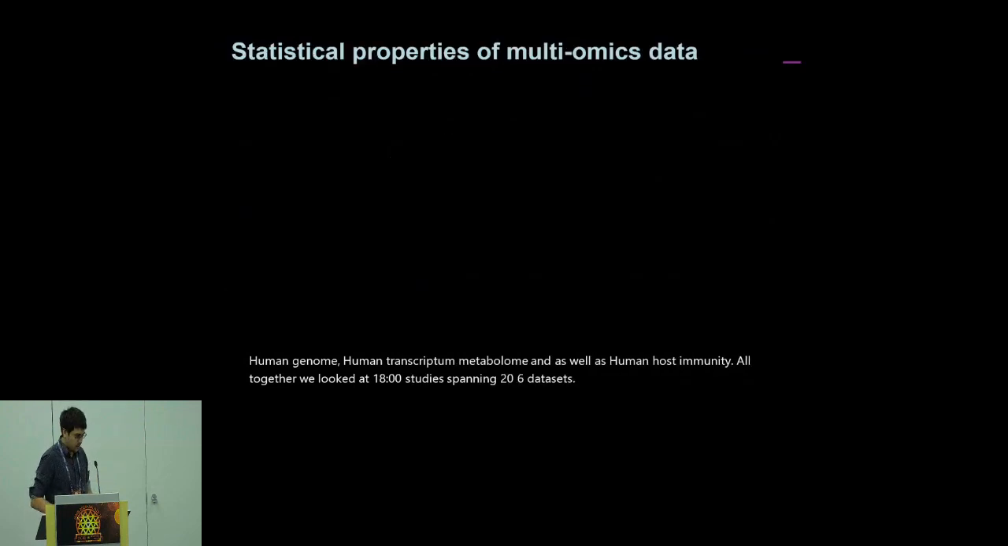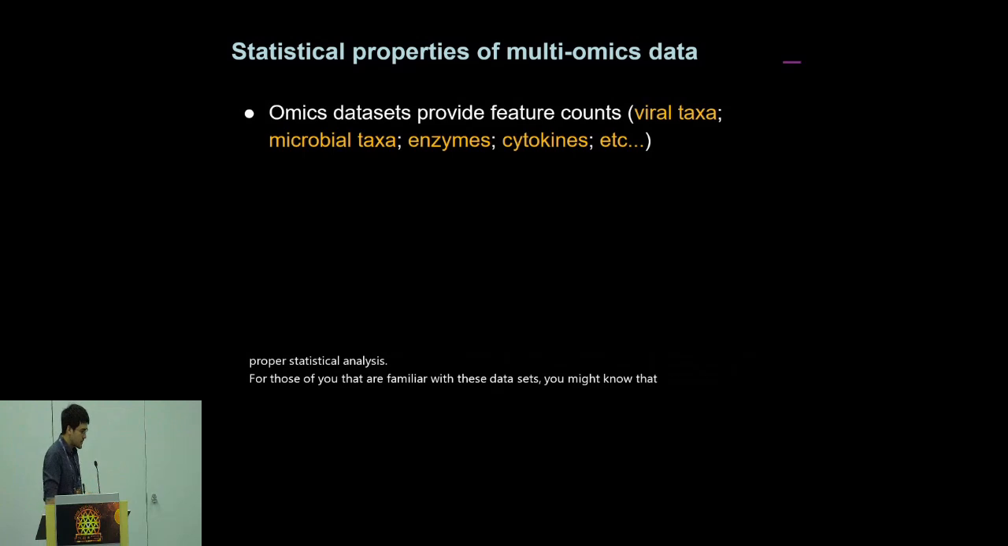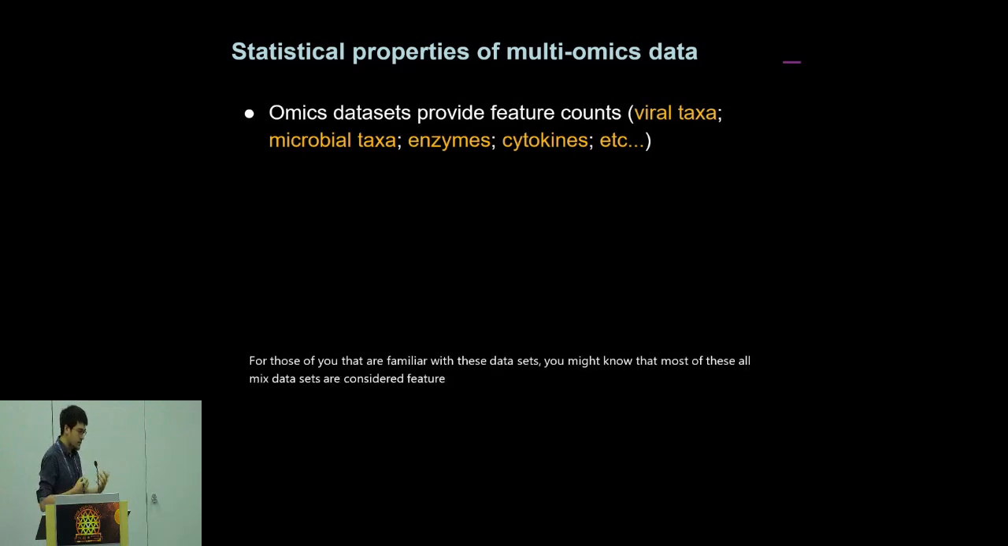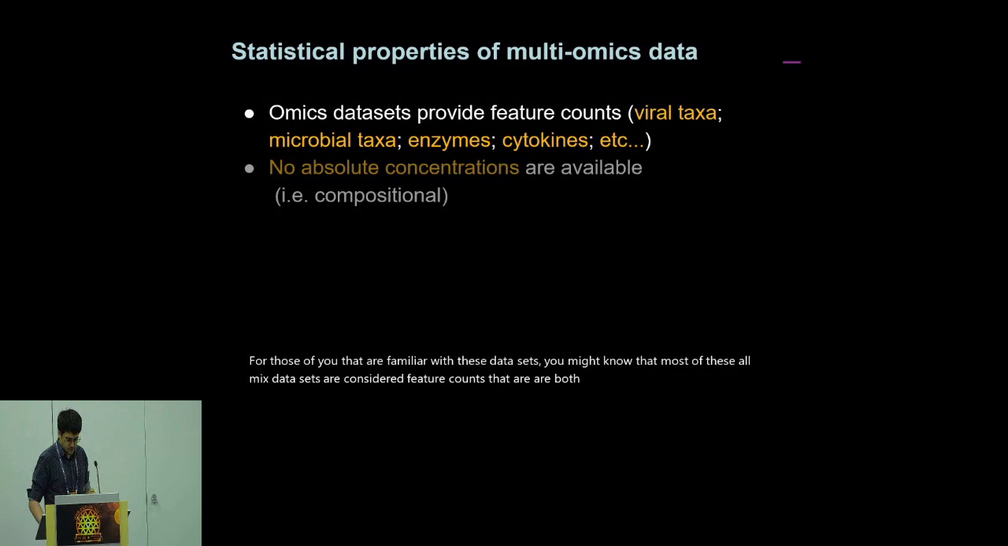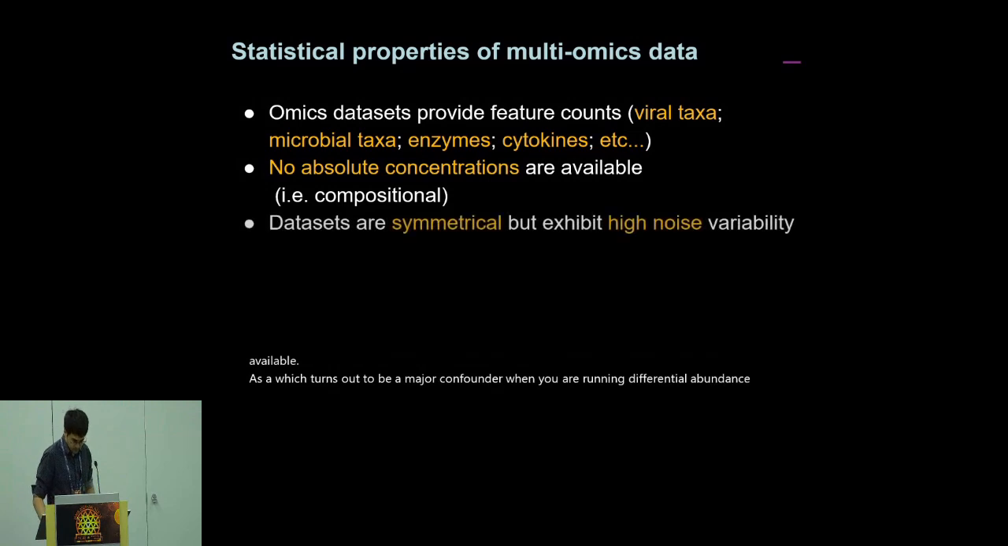And one thing we realized as we were putting together these data sets is that in order to properly analyze these data sets together, we need to revisit the fundamentals of doing proper statistical analysis. For those of you that are familiar with these data sets, you might know that most of these omics data sets consist of feature counts that are both sparse and compositional. What I mean by compositional is that oftentimes the absolute concentrations are not available, which turns out to be a major confounder when you are running differential abundance analysis.